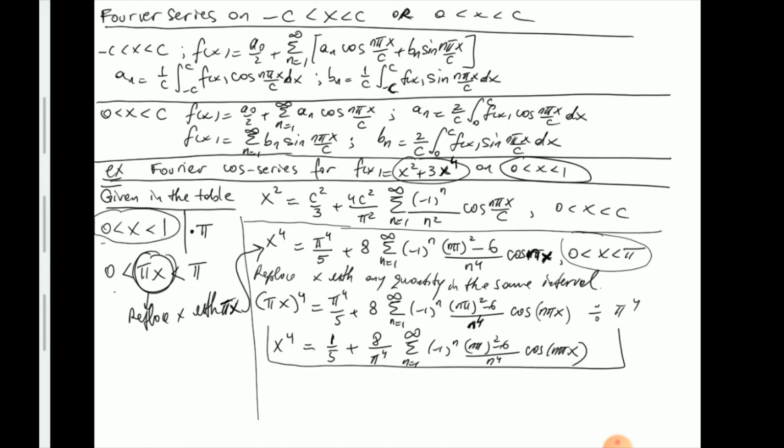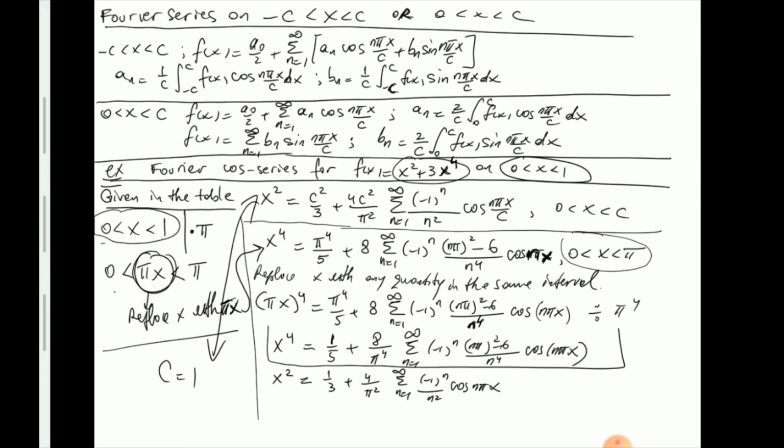And in the formula for x squared, I'm going to make an arrow here. All you have to do is replace c with 1, because obviously that's given in the interval 0 to c. So if you want it in the interval 0 to 1, all you have to do is replace c with 1. So x squared will be 1 over 3 plus 4 over pi squared summation from 1 to infinity of minus 1 to the n over n squared cosine of n pi x.